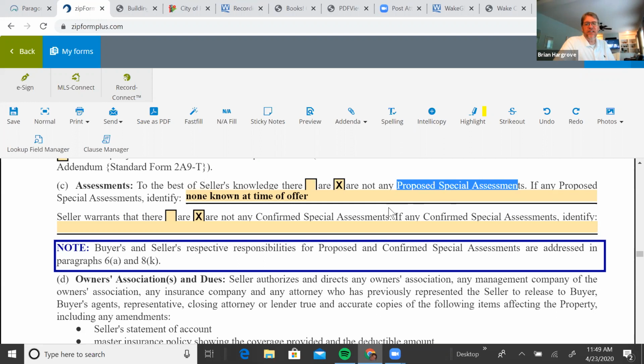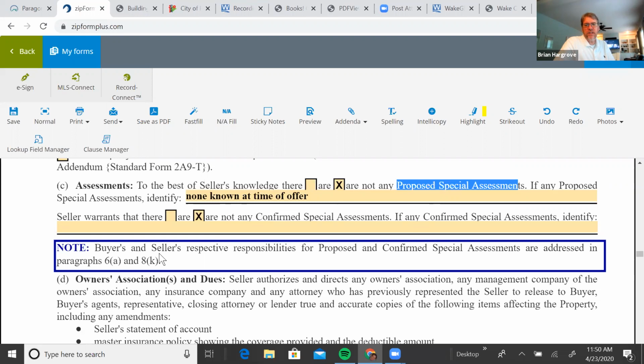So it specifically says on these sections, in this blue block, 6A and 8K, it tells you proposed assessments are the buyer's, confirmed assessments are the seller's. So what you put here is what you know. If there's any, you put them. And if there's not any that you know, then you put none known at the time of offer, right? So that's what you put here. You don't need to say who's going to pay for them. The contract already says that in another part of the contract.